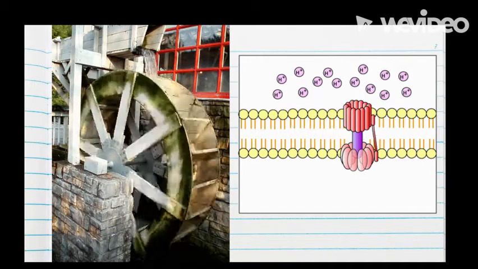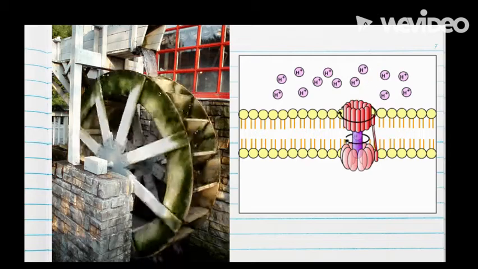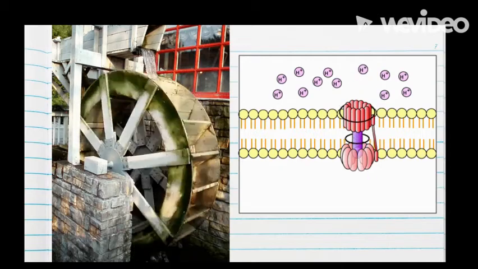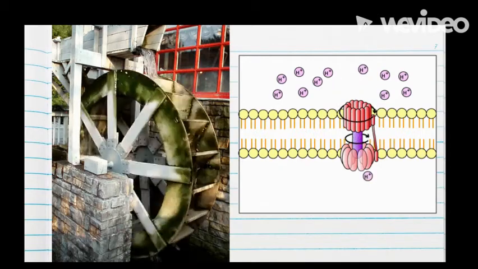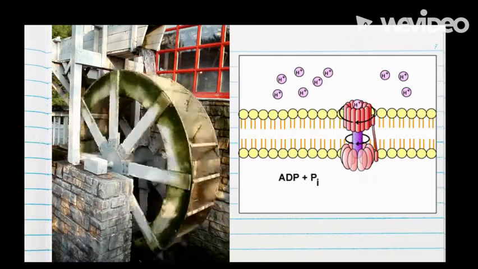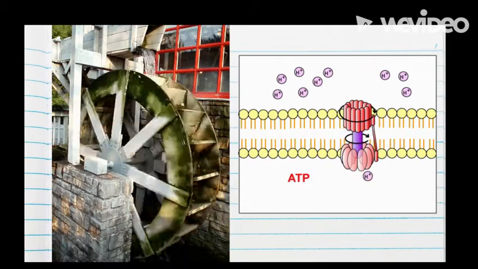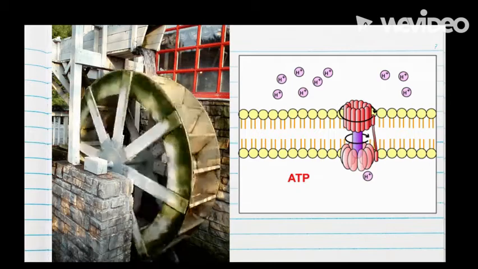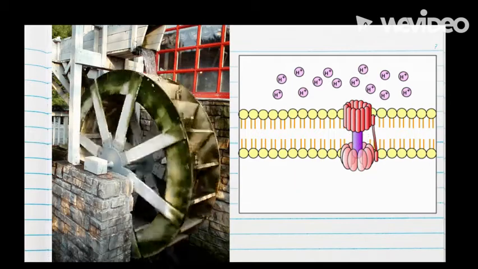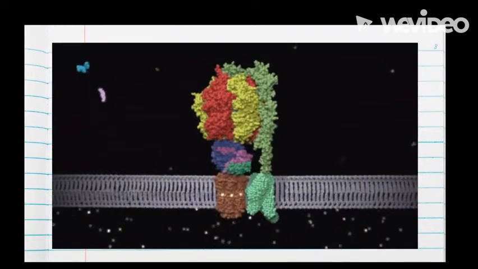The hydrogen flows back into the matrix through the ATP synthase, releasing energy and causing ATP synthase to spin. This energy generated is used to unite ADP and a phosphate together to create ATP.